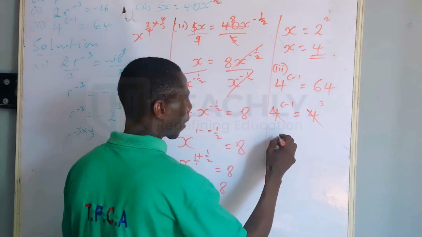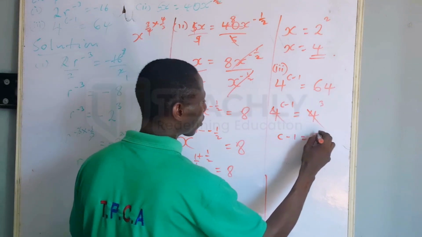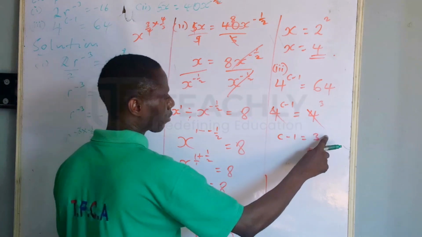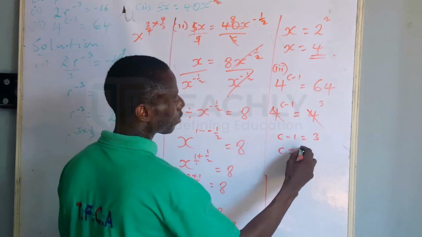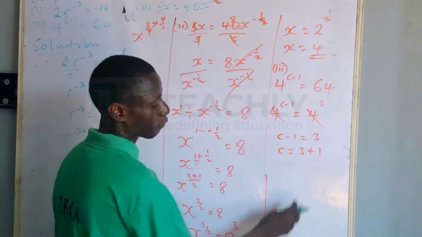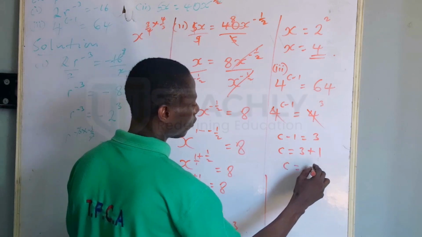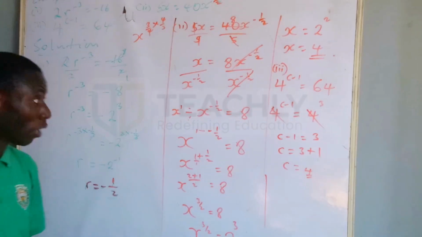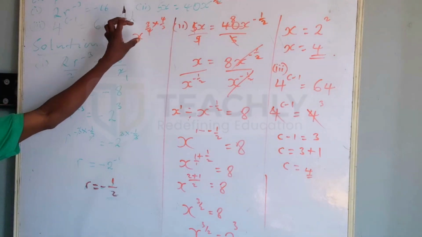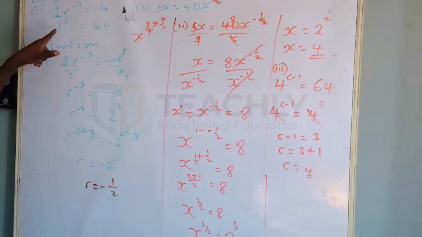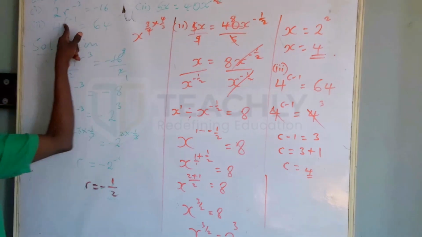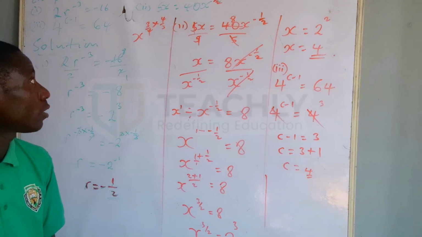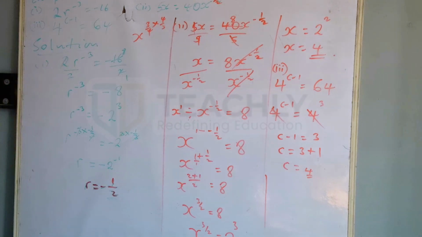In this case, if you equate the power, c - 1 = 3. We transfer 1 to the other side, so our c will be 3 + 1. And finally, c is 4. So that is the solution. When you see an equation with indices, what should be at the back of your mind is how do I get the unknown value of the letter? How do I solve for the unknown value? So in the first one we got the value of r, in the second the value of x, and in the third the value of the letter c.